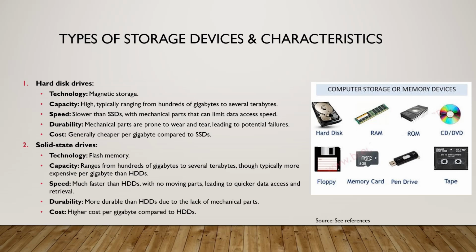Types of storage devices and characteristics, as we just learned, the first one is hard disk drive. It's a magnetic storage. The capacity is high, typically ranging from hundreds of gigabytes to several terabytes. They are slower than SSDs. In terms of durability, mechanical parts are prone to wear and tear, leading to potential failures, and they cost generally cheaper than SSDs. The second one, solid state drives.